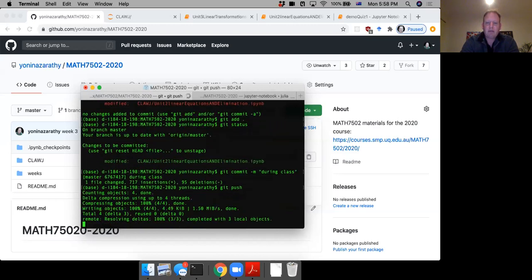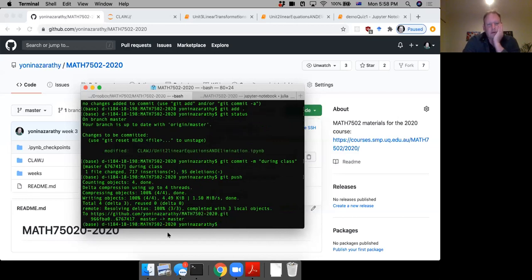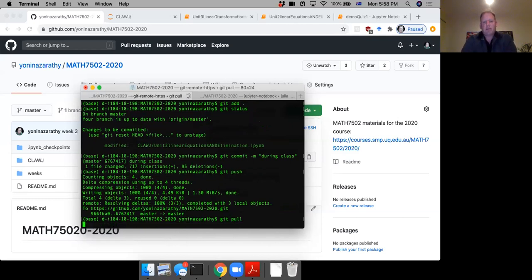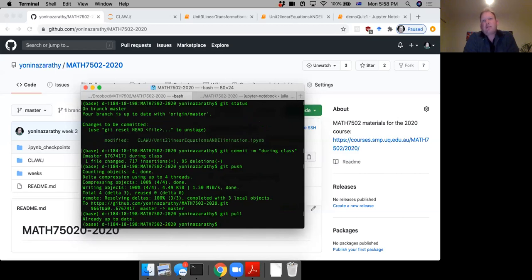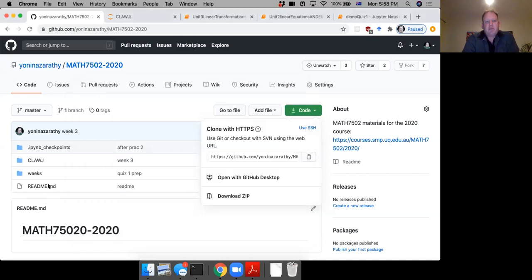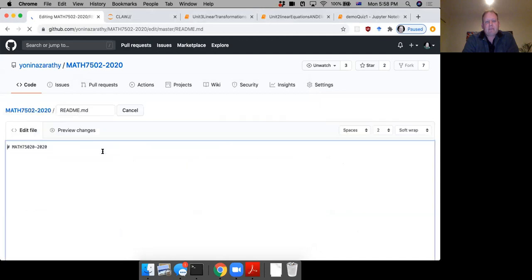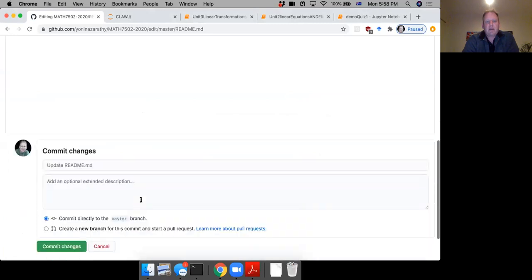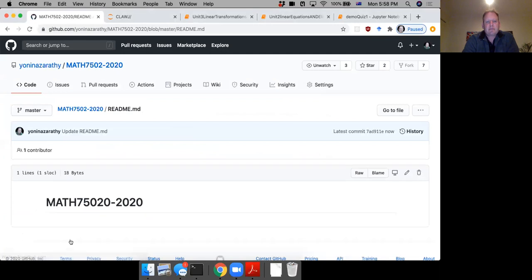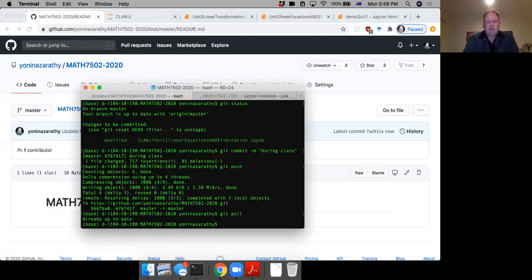If somebody else was working on this on the remote on GitHub, I would need to do a git pull every time, but I'm up to date because nobody made a change. Let me actually make a change. Let me go to this README file here and add a space after 2020. Commit the changes, won't even put a comment. Now I'll go here and do git pull.